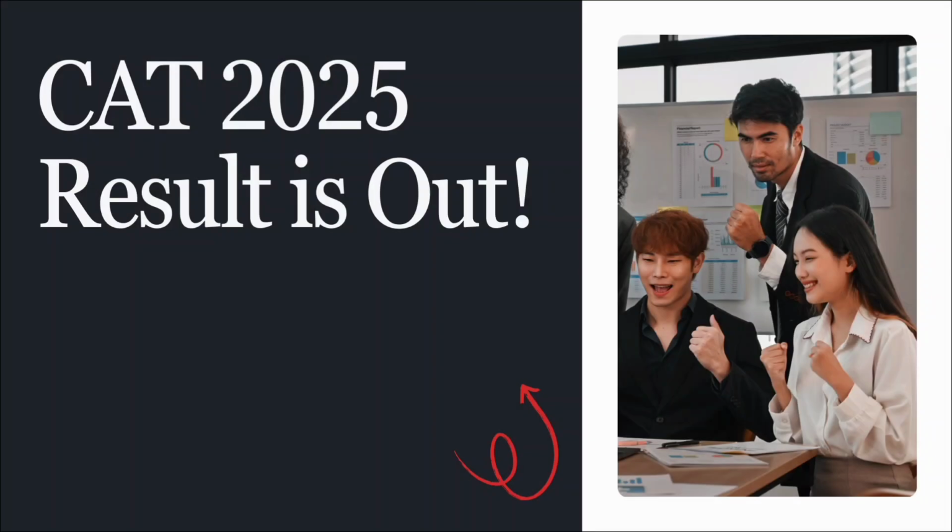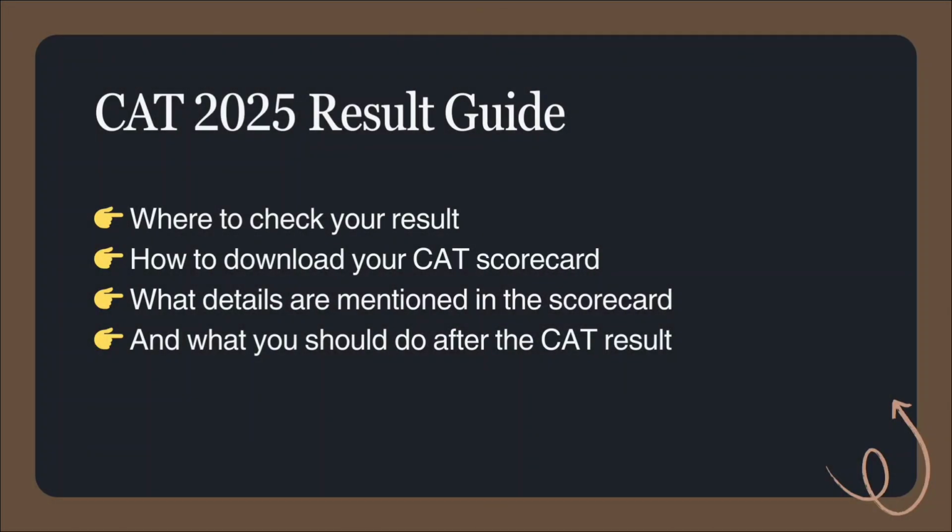Big update for CAT aspirants. The CAT 2025 result is officially out. If you have appeared for CAT this year and you are confused about where to check your result, how to download your CAT scorecard, what details are mentioned in the scorecard and what you should do after the CAT result, then this video is extremely important for you. So watch this video till the end because I am going to explain everything step by step in a very simple way.